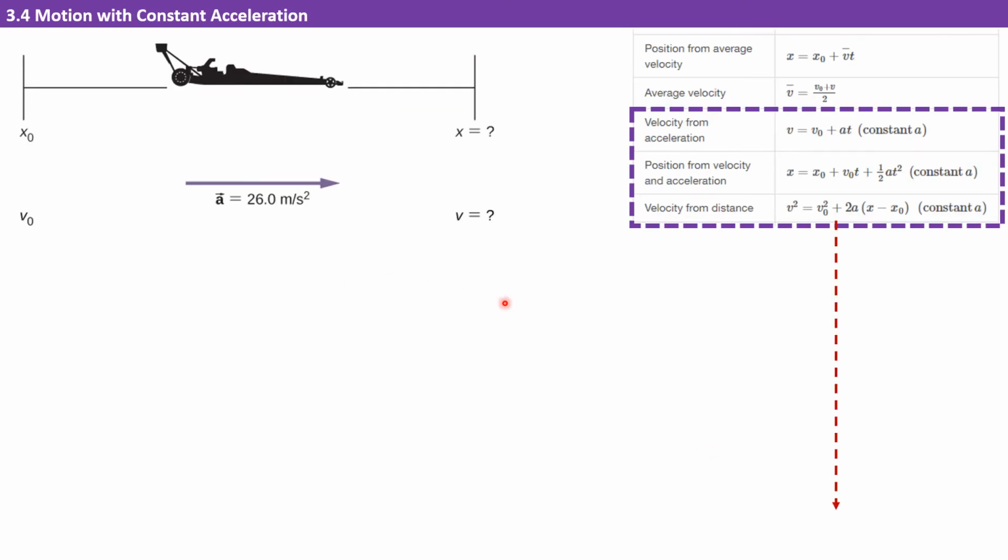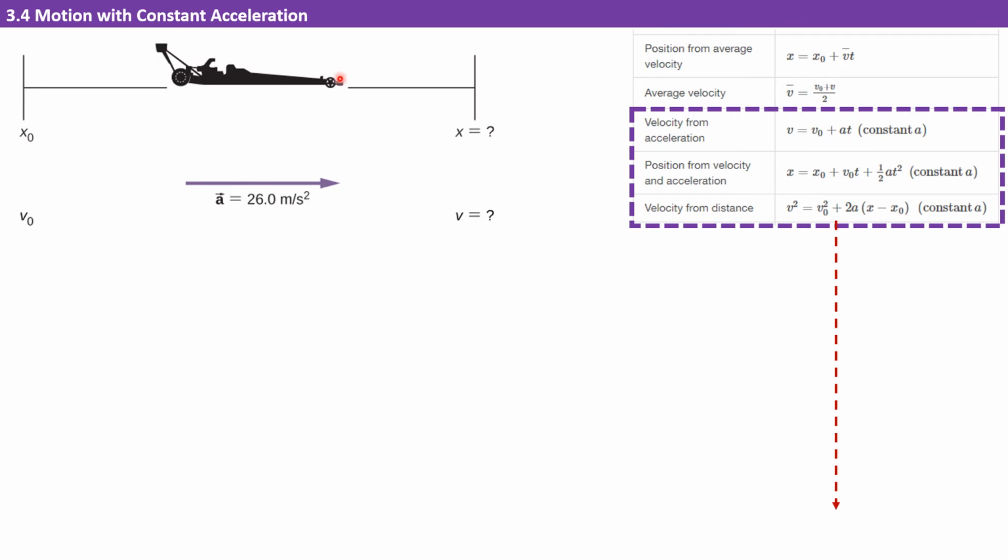So in section 3.4, we're primarily dealing with cases of constant acceleration, and so you get these very familiar kinematics equations. V is equal to V naught plus AT. X is equal to X naught plus V naught T plus 1/2 AT squared. These are only true if acceleration is constant. This is the final velocity, and this is the final position.